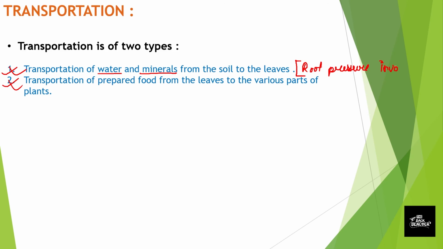Root pressure is involved, why? Because it is developed due to the continuous movement of ascent of sap. Let me write it that way for you all: root pressure involved due to ascent of sap.